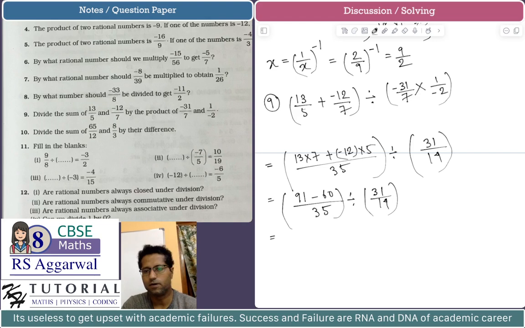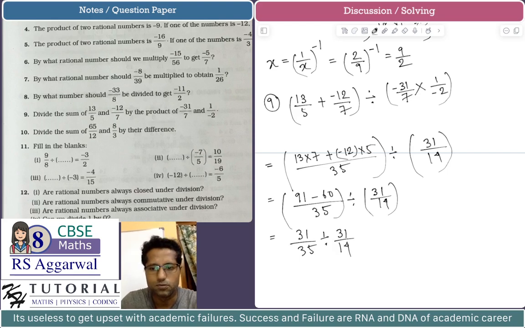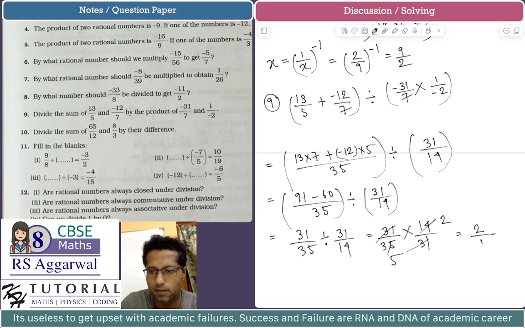Now, if we further simplify the value inside the first bracket, this is 31 by 35 divided by 31 by 14. So this is equal to 31 by 35 multiplied by 14 by 31. 31 cancels out. We divide 14 and 35 by 7. This is 2. This is 5. So the answer is 2 by 5.